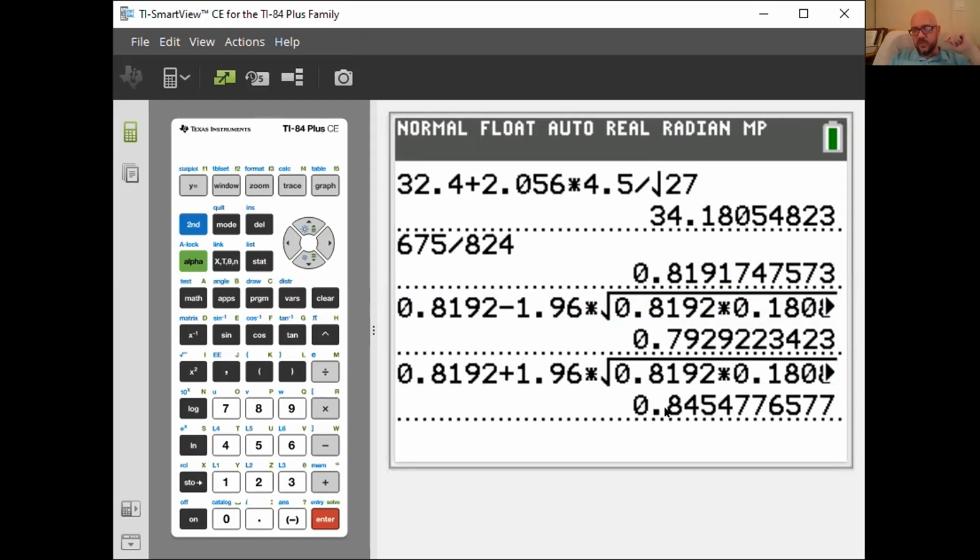0.797929 up to 0. Let's go 3. For significant figure purposes, I should really only go 3 digits since I was rounding to 4 here. You want to go one less. 0.793 up to 0.845. 793 to 845.